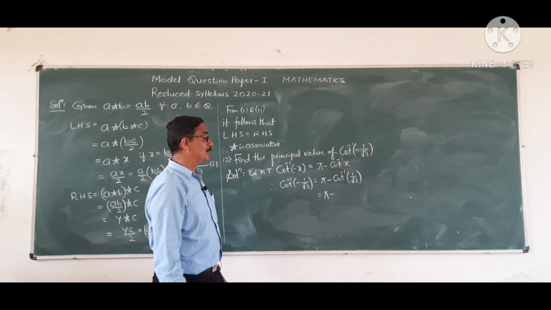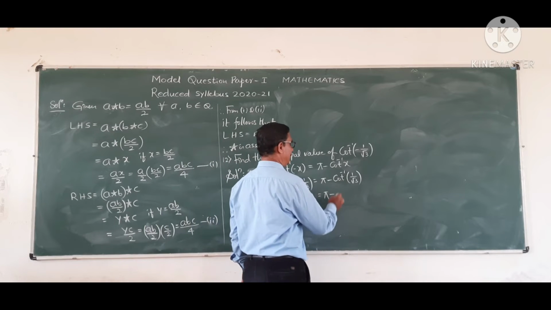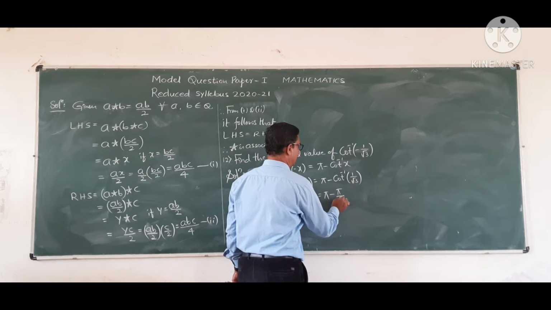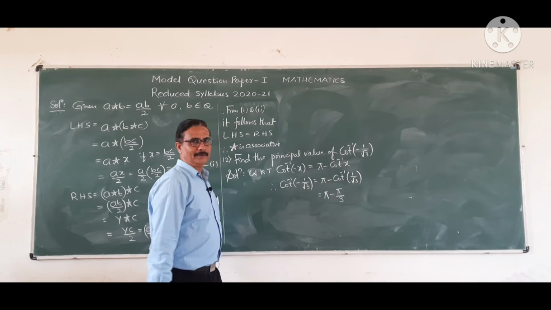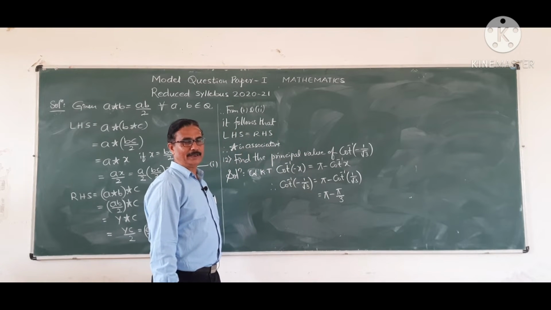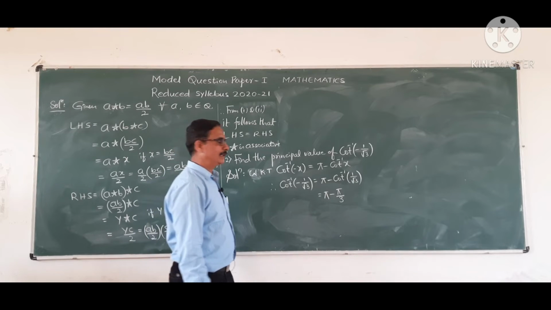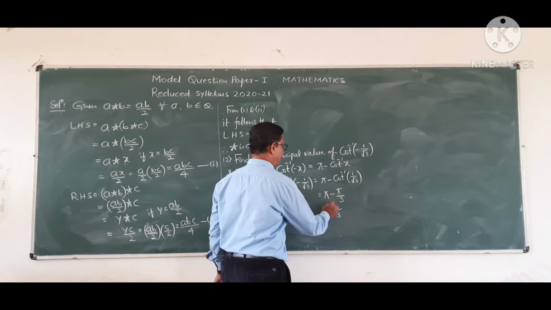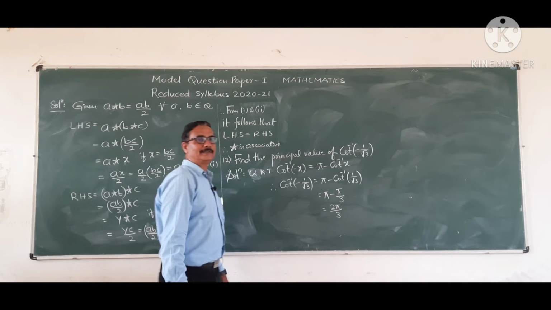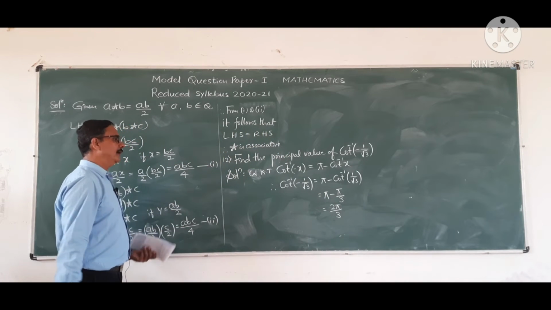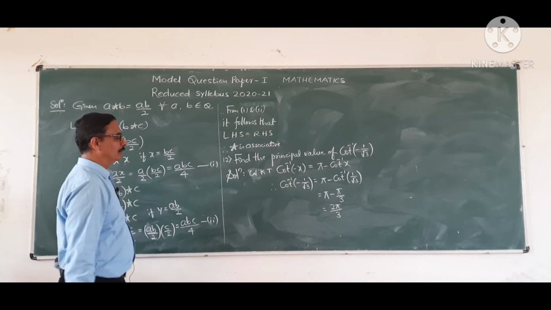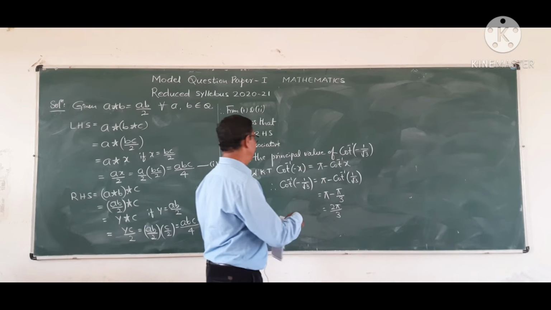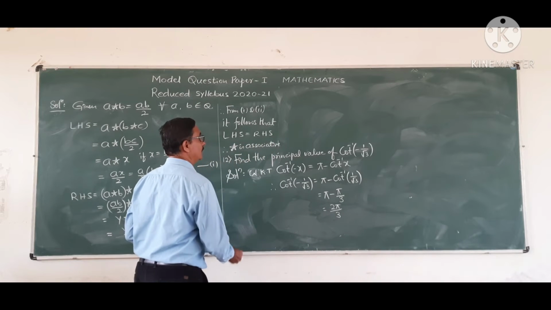Cot of which angle is 1 by root 3? That is 60 degrees, pi by 3, because tan 60 is root 3, cot 60 is 1 by root 3. Now take the LCM. LCM is 3. 1 threes are 3, 3 pi minus 1 pi, 2 pi by 3. So the principal value of cot inverse of minus 1 by root 3 is 2 pi by 3. Okay. Then next, 13th question.